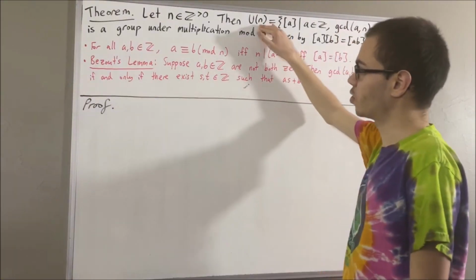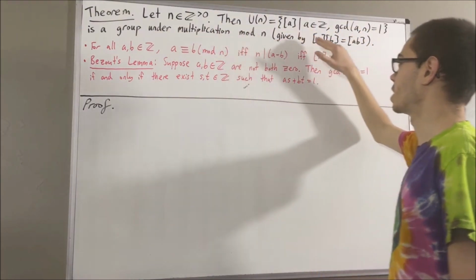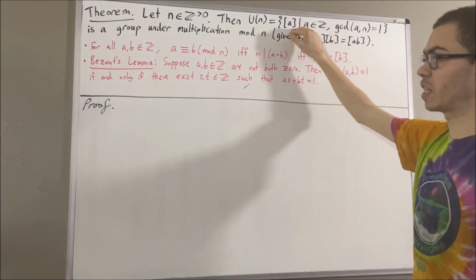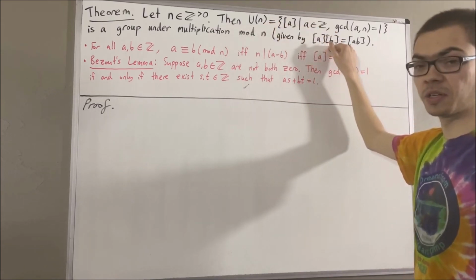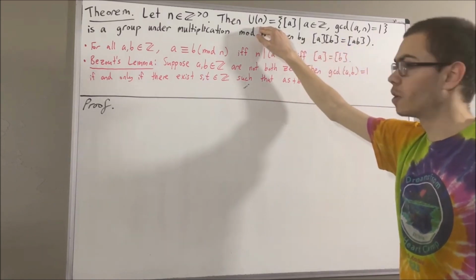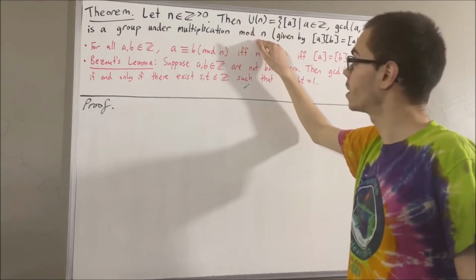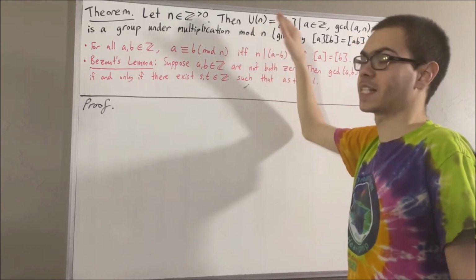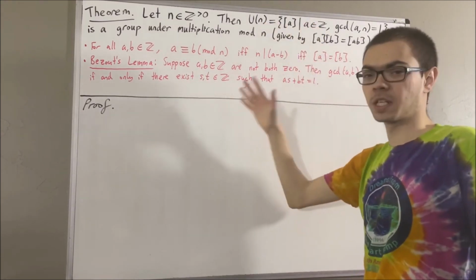Now we want to prove that U(n) is a group under multiplication modulo n. And the operation is given like this. Given any two equivalence classes in U(n), we know that we can multiply those two equivalence classes together. But how do we know that their product belongs to U(n) as well? We want to verify that U(n) is closed under multiplication modulo n. We want to verify associativity holds. We want to verify U(n) has an identity element. And we want to verify that every element of U(n) has an inverse.